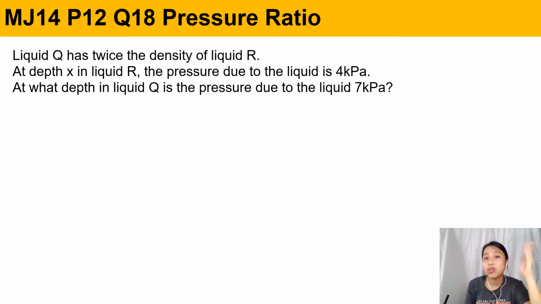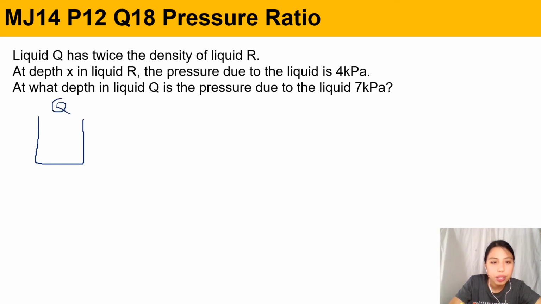So let's draw pictures. No picture, must draw picture to help us out. Let's draw two containers. Assume this first container is liquid Q with some water inside. Why my water disappear? Then we have liquid R inside another container.